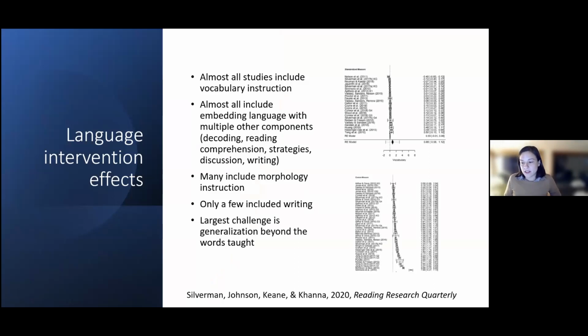I love this article in Reading Research Quarterly from 2020. Rebecca Silverman and her colleagues did a huge meta-analysis of all of the language interventions, interventions that were run in rigorous, well-controlled studies. And I love that they lumped together vocabulary, morphology, and syntax in this meta-analysis. That was pretty exciting to see. So what did they find?